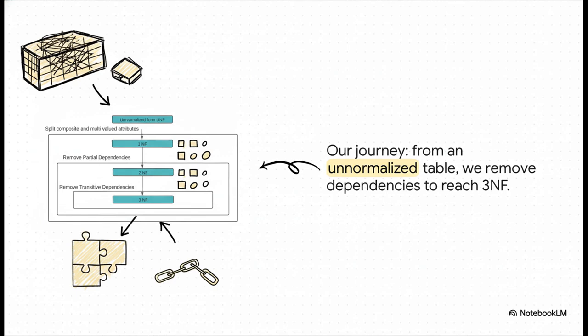We started with a total mess, an unnormalized table. In 1NF, we made the data atomic. In 2NF, we eliminated those partial dependencies. And in 3NF, we got rid of the transitive dependencies. Each step brought more structure, more order, and more integrity to our data.